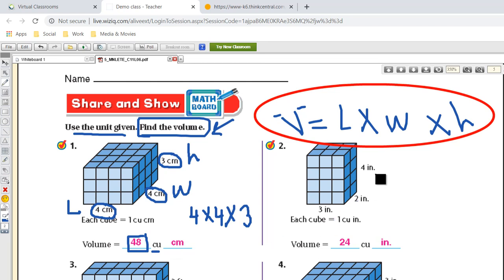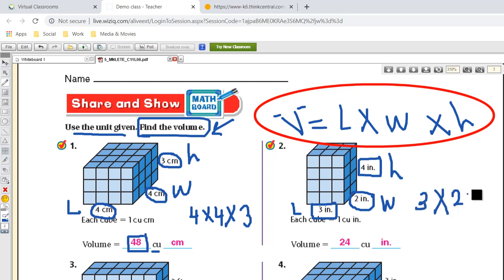Okay, the next one, the same thing. You have to determine the length and width and height to multiply them together. We have the 3 dimensions as we see here: this length, this width, and this height. So multiply them together. 3 multiplied by 2 multiplied by 4. 3 multiplied by 2 equals 6. 6 multiplied by 4 equals 24. 24 what? You have to write the cubic unit.